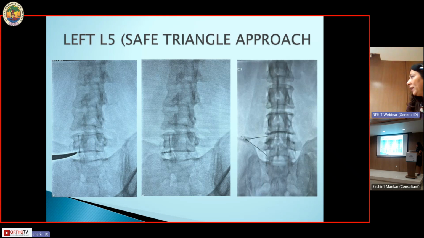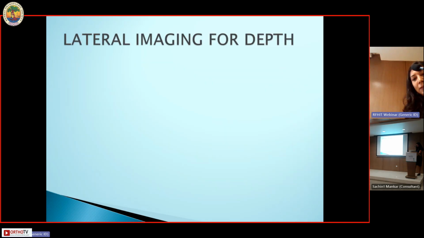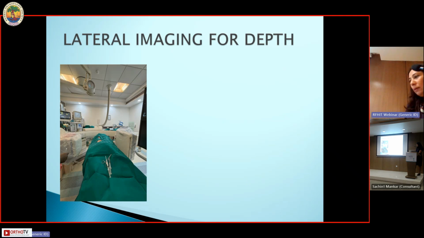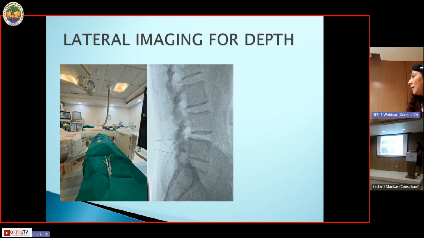Just before you go lateral, you can do a straight AP image to see how deep you are. You can see even on an AP image that the L4 is not yet into the foramen, but the L5 definitely is. So the direction is seen by the oblique imaging and depth you see by lateral imaging. You take a lateral image and like I said, the L4 isn't too far. Now, this is the Camden's approach, the L4, whereas for the L5 I have done the safe triangle approach.